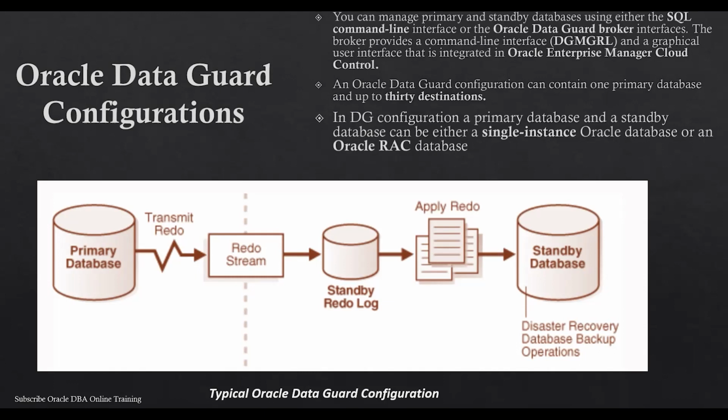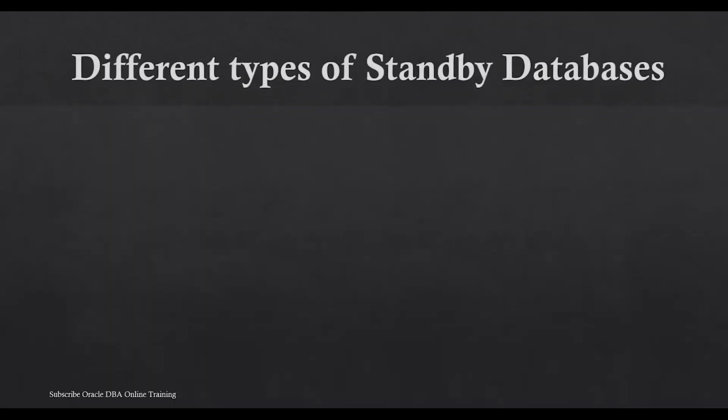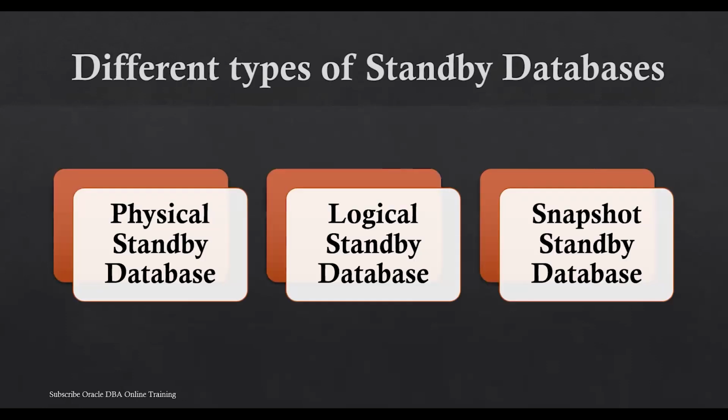Okay, so let's move to the next part, that is, what are the different types of standby databases. Basically, we have three different types of standby database. One is called physical standby database, the next one is called logical standby database, and the third one is snapshot standby database.